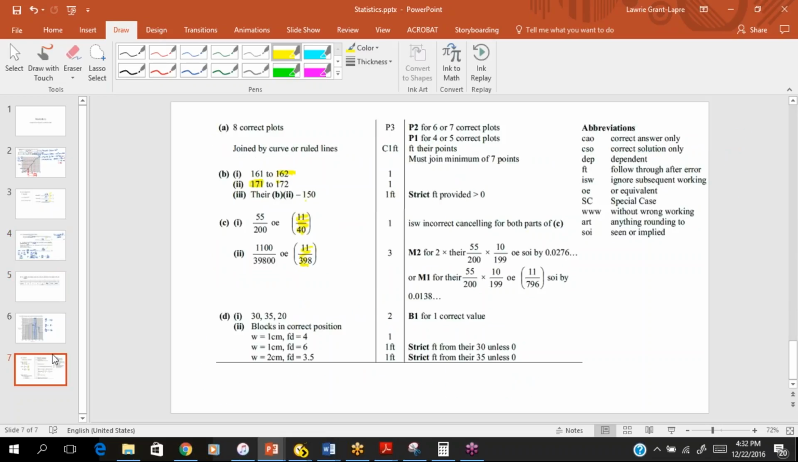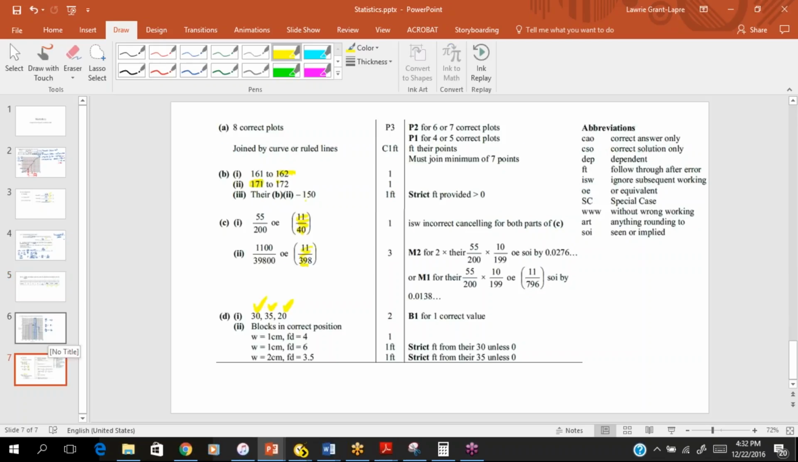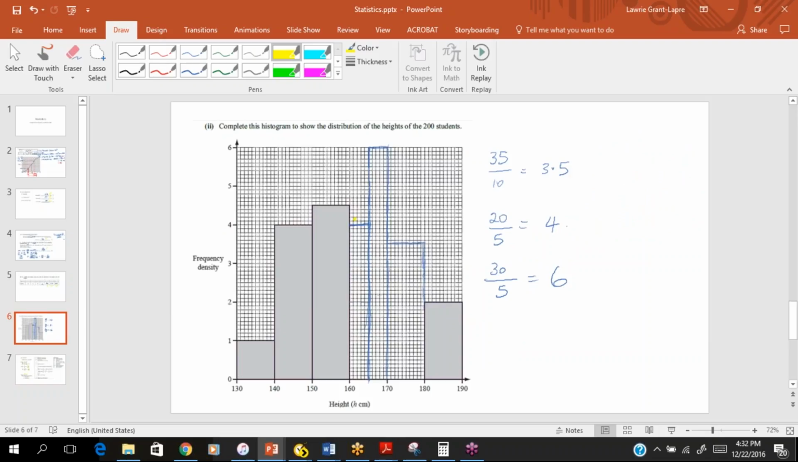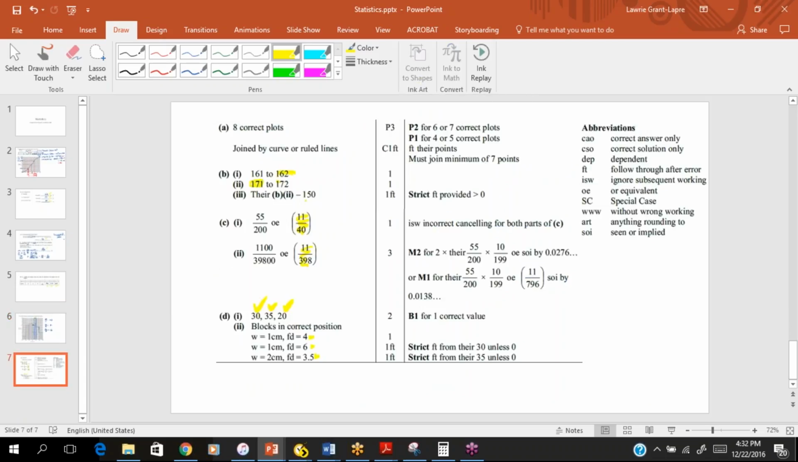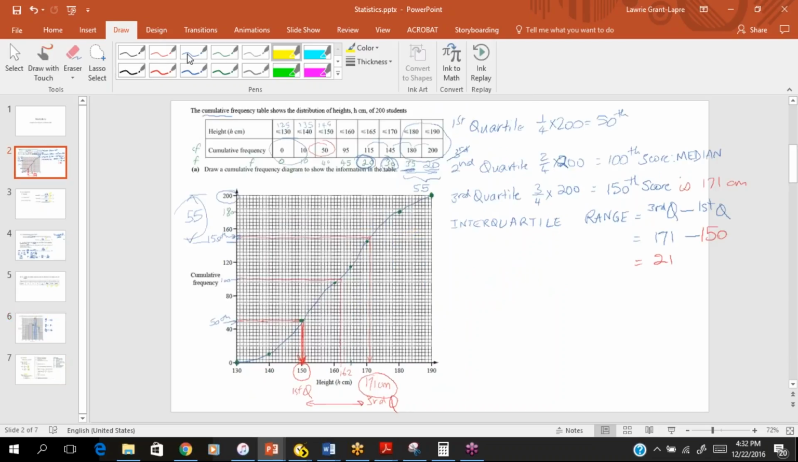And finally, the answers are 30, 35, and 20. And finally, the frequency density of 4, 6 and 3.5. Notice you have a width of 1 centimeter for the 4, 1 centimeter for the 6 and 2 centimeters for the 3.5. Okay, so I hope that this question has been helpful.